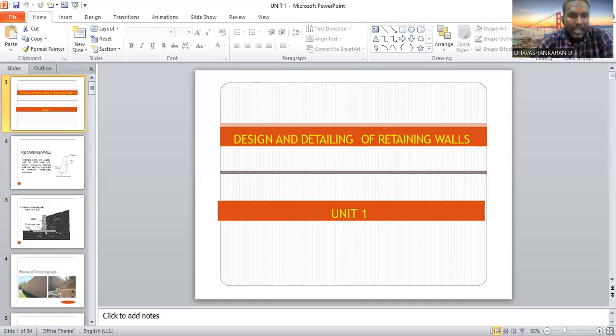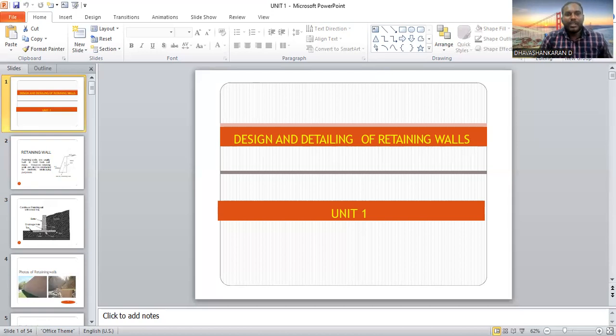These are the drawings which show how the retaining wall will look. First is the gravity retaining wall, then the T-shaped retaining wall, then the L-shaped retaining wall, then the counterfort retaining wall with counterforts, then the buttress retaining wall. When a counterfort is provided at the side of the soil, it is called a counterfort. When it is provided opposite to the backfill, it is called a buttress. So this is the general classification of retaining wall structures.